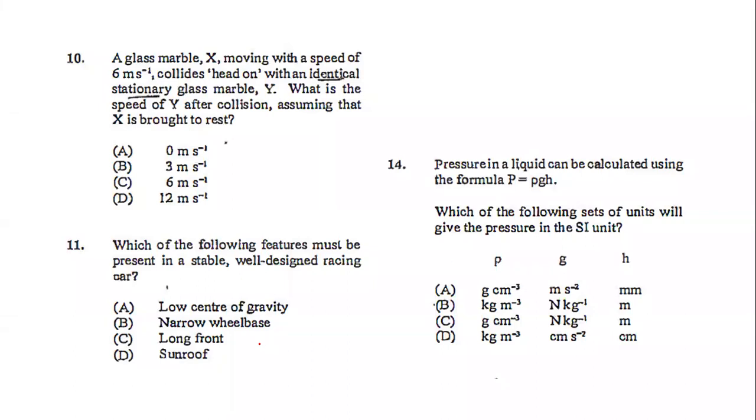Tells us here that a glass marble X, moving with a speed of 6 meters per second, collides head-on with an identical stationary glass marble Y. What is the speed of Y after collision, assuming that X is brought to rest? And again, this is a repeat question, and this is going to be C.